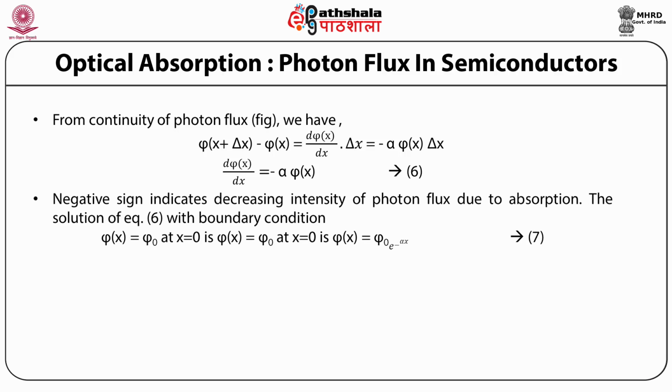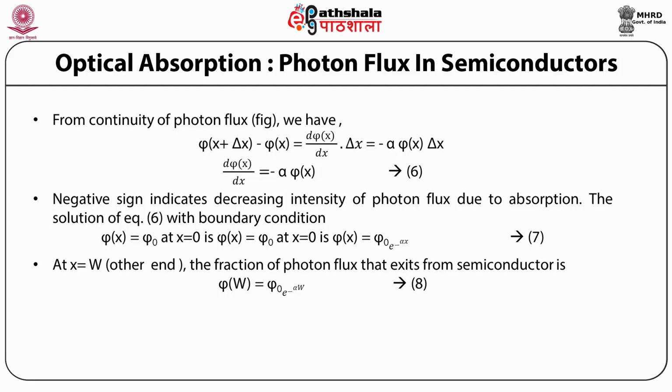So here the negative sign indicates the decreasing intensity of photon flux due to absorption, and the solution of it with the boundary condition phi(x) equal to phi naught at x equal to 0 is given by phi(x) equal to phi naught exponential of minus alpha x. So at x equal to w, that is the other end, the fraction of photon flux that exits from the semiconductor is phi(w) equal to phi naught e to the power minus alpha w.